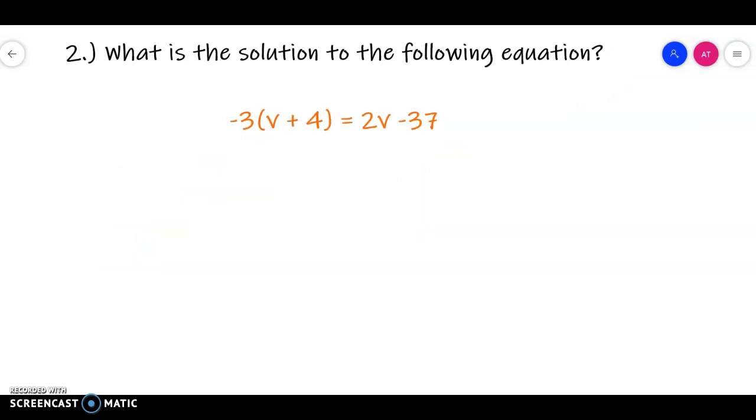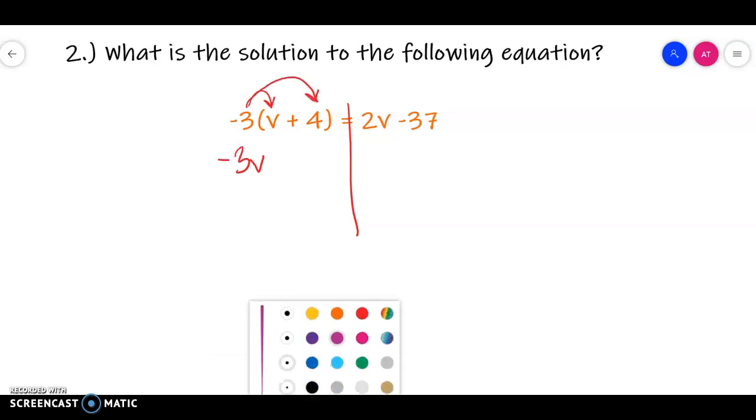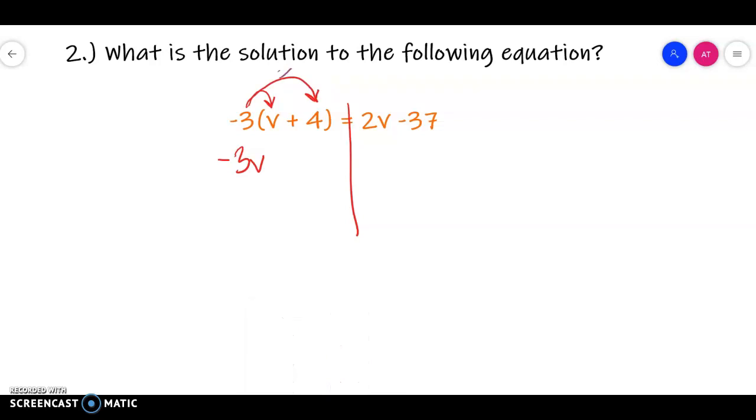Number 2 says, what is the solution to the following equation? So in this case, we're going to figure out what v, as in Victor, equals. So draw your line through your equal sign. You're going to distribute first this -3 to this v. What's a -3 times v? Just a -3v. Then you need to distribute the -3 to the 4, because remember, everything in the parentheses needs to be distributed and multiplied by. So -3 times a +4, since they're opposite signs, it's going to be negative. 3 times 4 is 12. Let's look on my right side and see if I can combine anything. Nope. So all I'm going to do is bring it straight down.